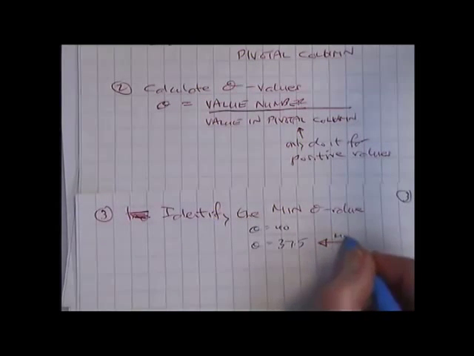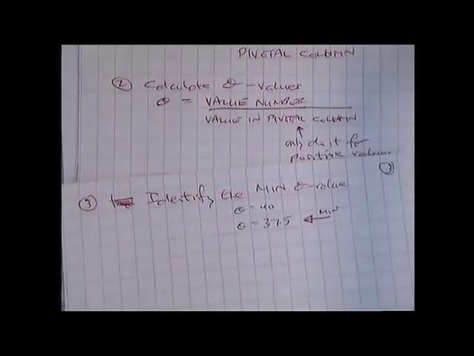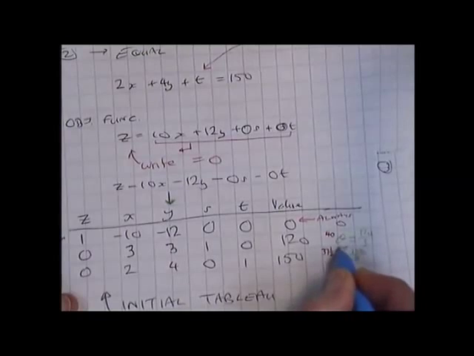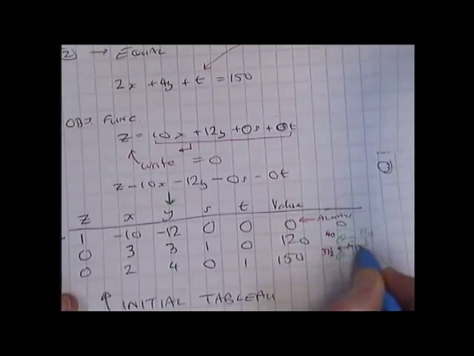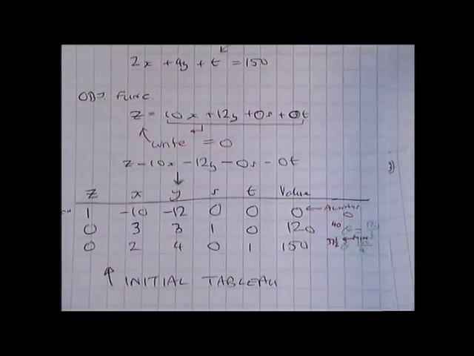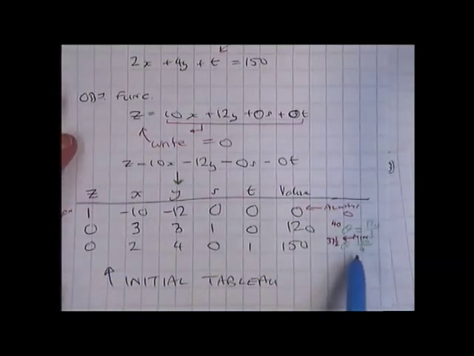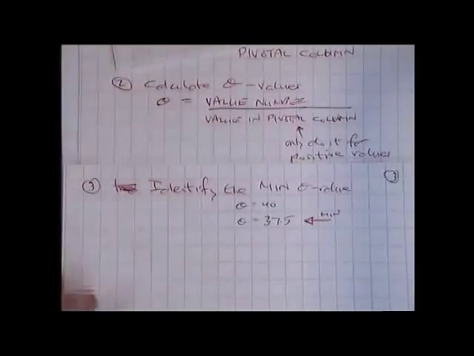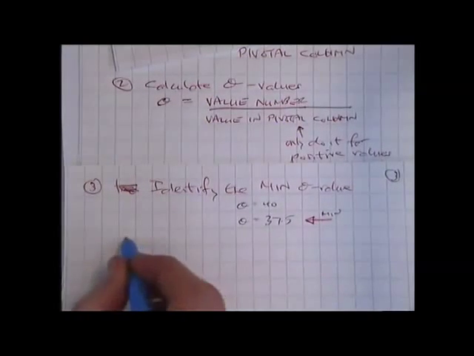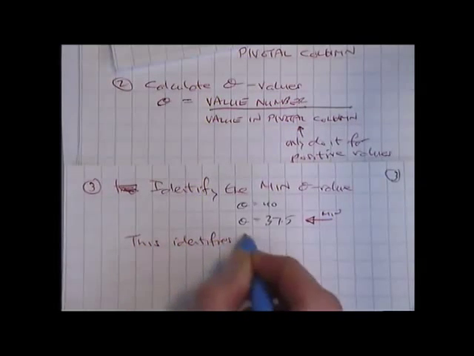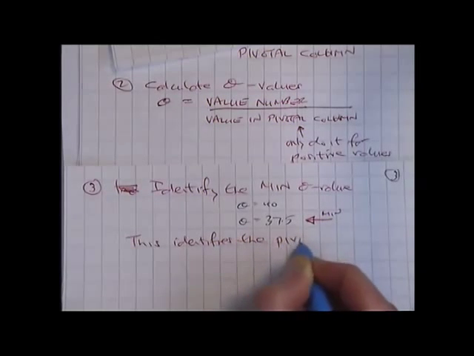You normally label and arrow it. So if I go back to my diagram, that's the smallest one there, the 37.5. You normally arrow that one and label it the minimum. That now has identified for you your pivotal row. We're going to refer to this one here as our pivotal row. So if you can write down now under here, this identifies the pivotal row.